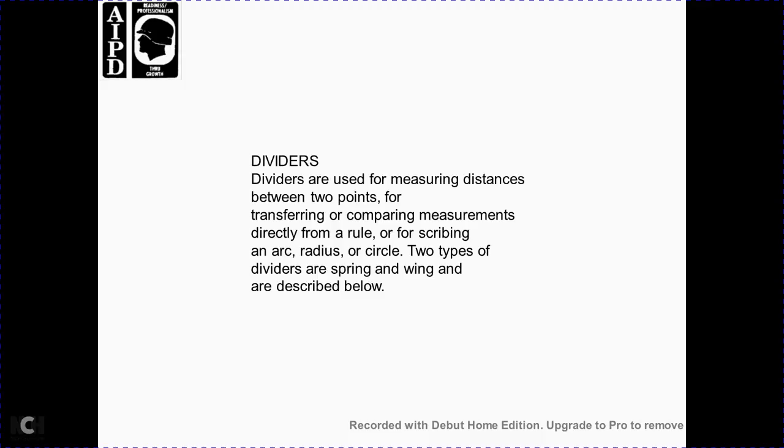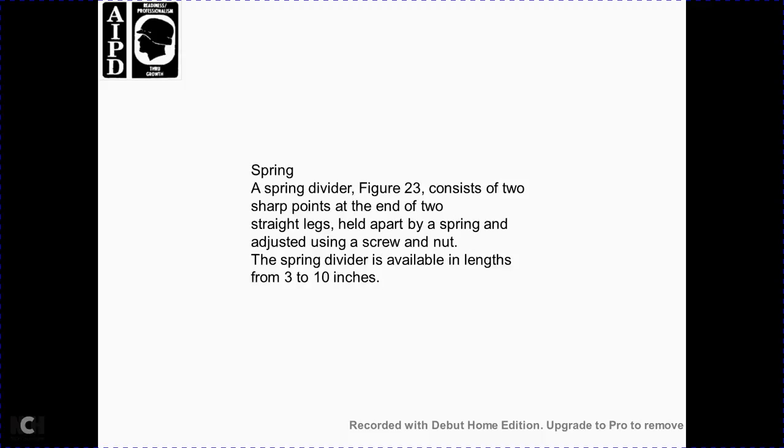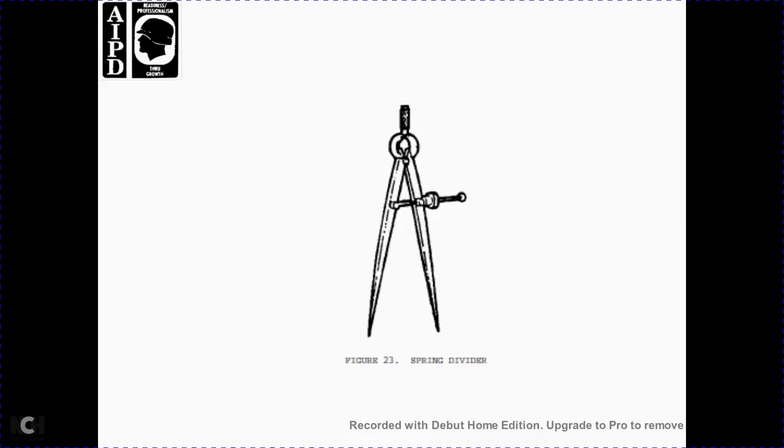Dividers are used for measuring the distance between two points, transferring and comparing a measurement directly with the rule, and describing arcs or circles of a given radius. The types of dividers, the spring and the wing, are described below. Spring divider, figure 23: the divider has two sharp ends on two straight legs, held apart with a spring and adjusting screw and nut. Screw and nut spring dividers are available in lengths of 3 to 10 inches. Figure 23 shows the spring divider.